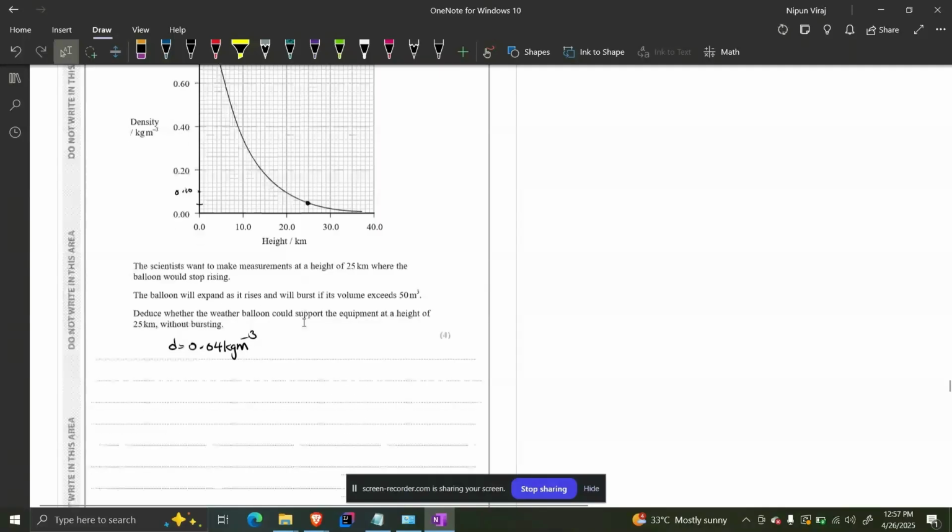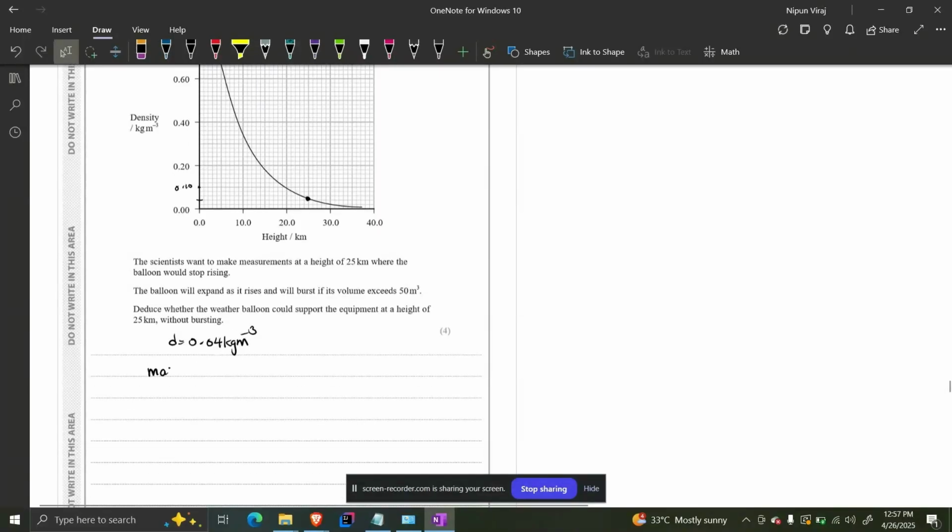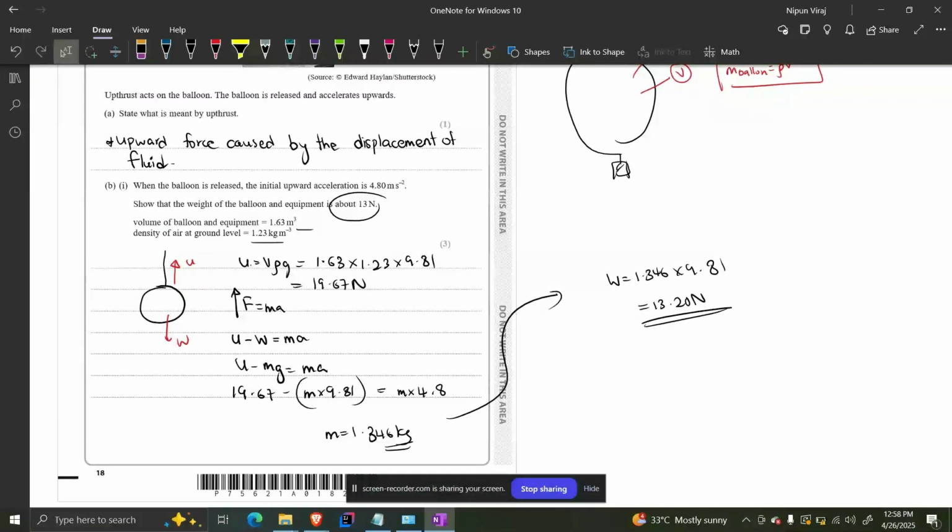Did you say that the balloon could support the equipment? So what is the mass of the equipment? So we found that the mass of the equipment is 13.2 newtons. I mean, this 13.2 means the total mass of the balloon and the equipment, right? Even though you go up, it won't change.